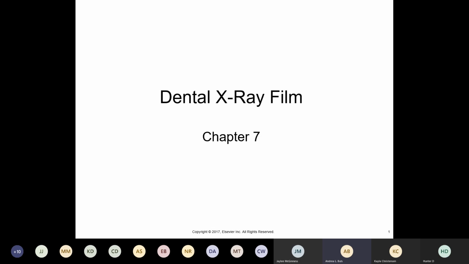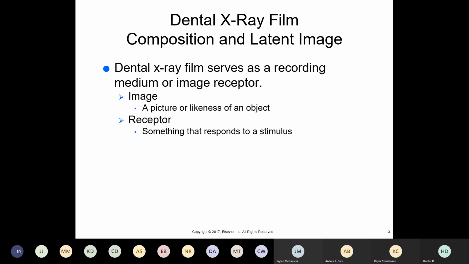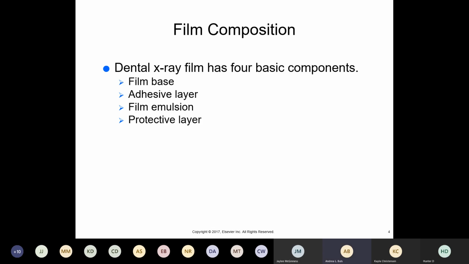We're going to talk about the different types of intraoral, extraoral, and image or film, as well as duplicating film and their differences. And then we'll talk about film storage and protection. So film is composed of 4 basic components.